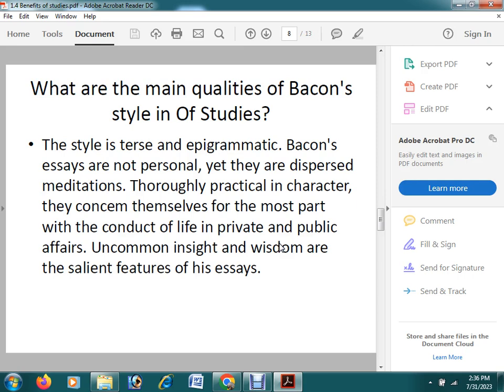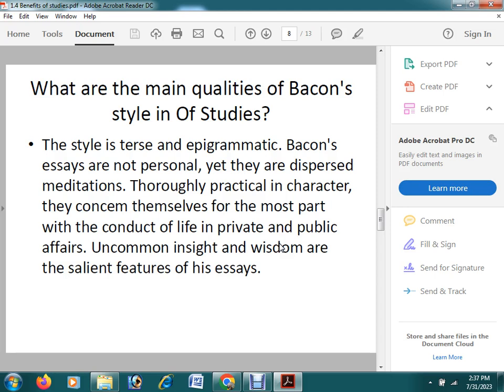Bacon's essays are personal, yet they are dispersed meditations. Truly practical in character, they concern themselves for the most part with the conduct of life in private and public affairs. Uncommon insight and wisdom are the salient features of his essays. So, what is the style of Bacon's essay writing?